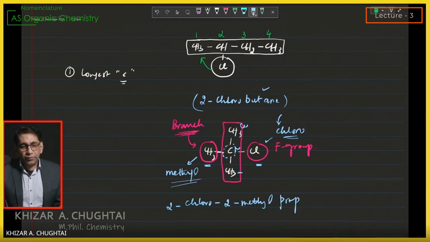The longest chain has 3 carbons, and all carbon-carbon bonds are single bonds, so it is propane. 2-chloro-2-methylpropane is the name of this compound.